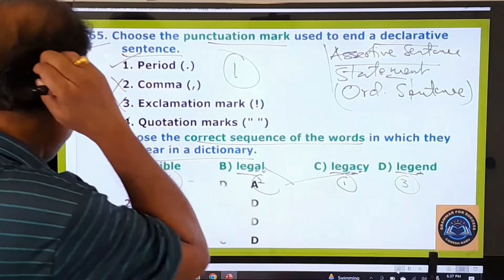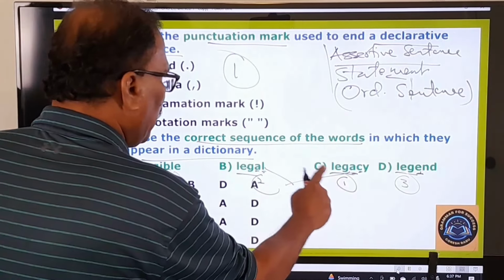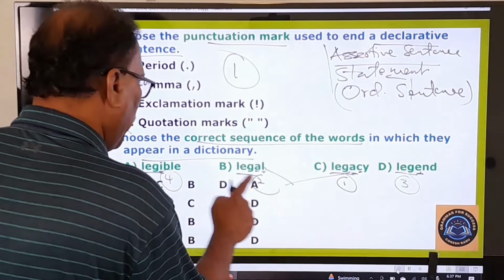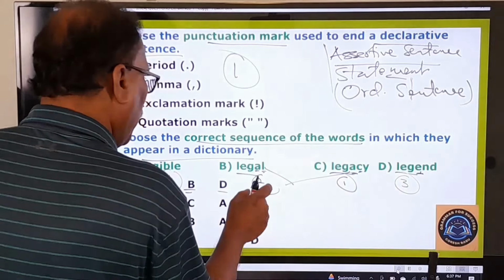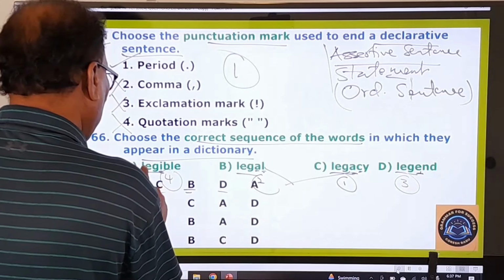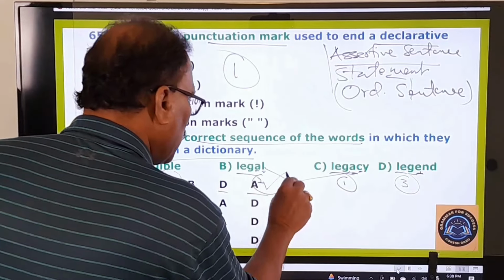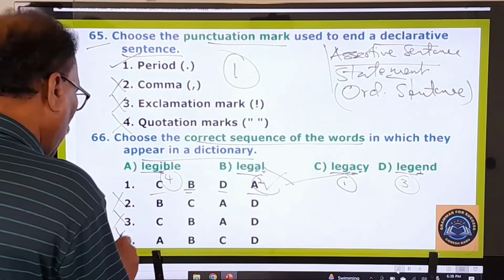Here you pay attention. What is number one? C. So C is there. Then B, CB. And the third one means D. The fourth one, legible, is A. So here CBDA. This is going to be the answer for you, and all other options are wrong.